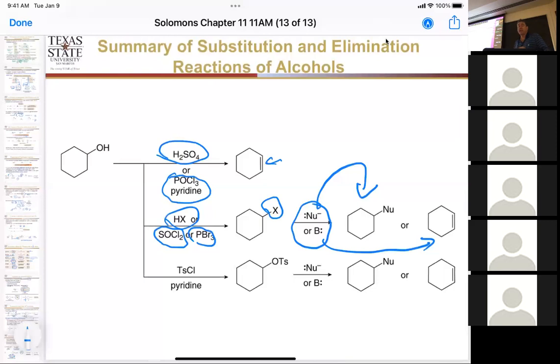Now, the last one is to use a sulfuric acid derivative and turn it into the tosyl group, a good leaving group. And if we turn it into the tosyl group, we can do the same thing. We can do a substitution with a good nucleophile or elimination with a good, non-nucleophilic base. All right. So alcohols do a lot of things. We can make ethers out of them. We can make alkenes out of them. We can make alkyl halides out of them, or double bonds again.